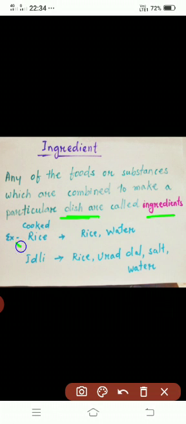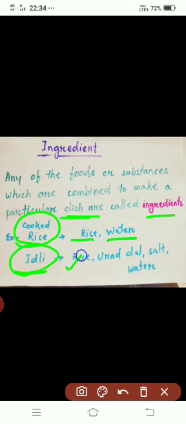So let's have one example, that is cooked rice. So what are the ingredients for the cooked rice? Rice and water. And let's see idli. Okay, so idli is your dish, and what are the ingredients we need for it? Rice, urad dal, salt and water. So these are things necessary to make idli.